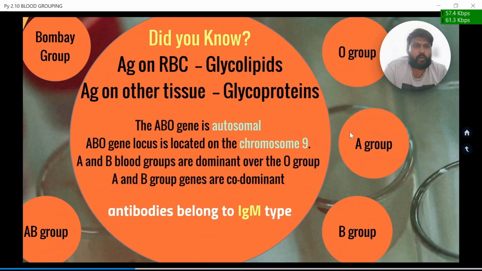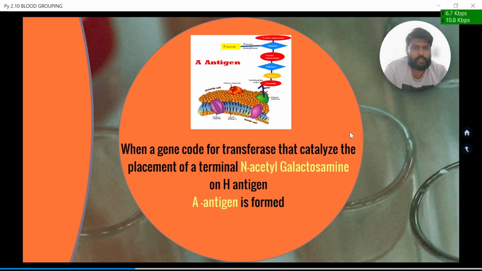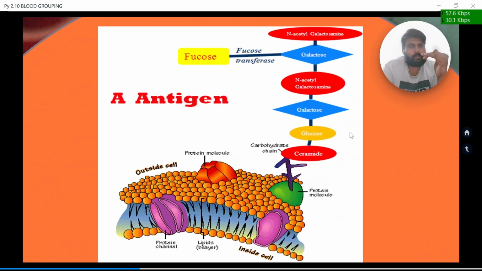Now on top of this H antigen, when you have a specific gene which is coding for a transferase of N-acetyl galactosamine on top of your H antigen, then it becomes A antigen. If you look at the structure, you have the same ceramide, glucose, galactose, N-acetyl galactosamine, galactose with a fucose attached. Till this point, it is the H antigen. On top of this, you have a transferase enzyme which is putting N-acetyl galactosamine. Now this structure is different, and this structure is what we call A antigen.